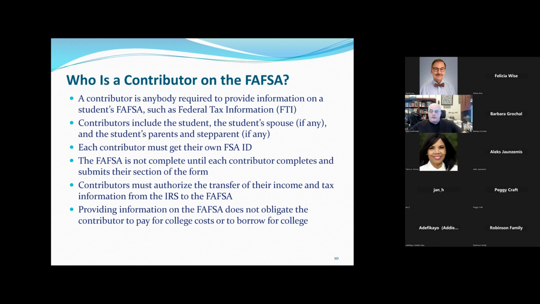Now, we often get questions about the privacy of FAFSA information. One of the reasons why there is a separate contributor process this year is to ensure that contributors can see only their own information, not information provided by another contributor. So the student can't see the parent information, and the parents can't see the student information. Also, contributor information is not shared with the Department of Homeland Security or Immigration Enforcement. As a matter of law, they cannot see that.